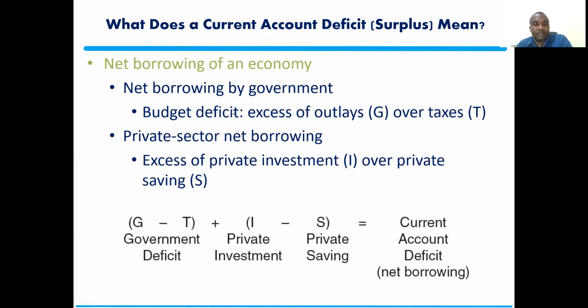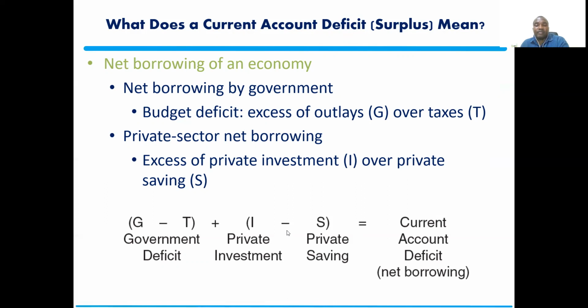The net borrowing by government, which is a budget deficit, to explore this when we're looking at private saving and the saving of government and how these relate to the current account. The excess of outlays, which are government expenses, over tax revenue, which is T. So private sector net borrowing is the excess of private sector investment, represented by capital letter I, over private saving, which is represented by capital letter S. So the budget position of the government, which is really T minus G, but here we are saying it's a government deficit, implying that we are spending, G is greater than T, we are spending more than what we are receiving through taxation. And hence we have a budget deficit when G is greater than T.